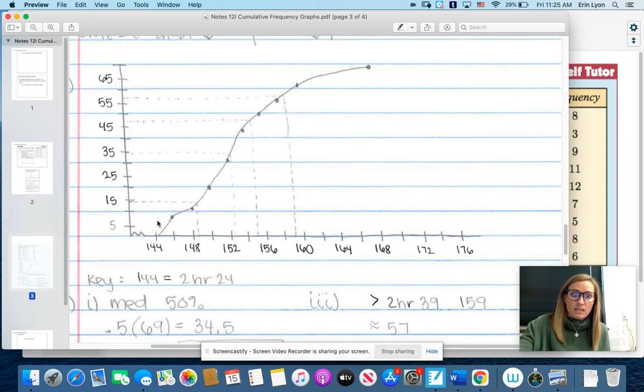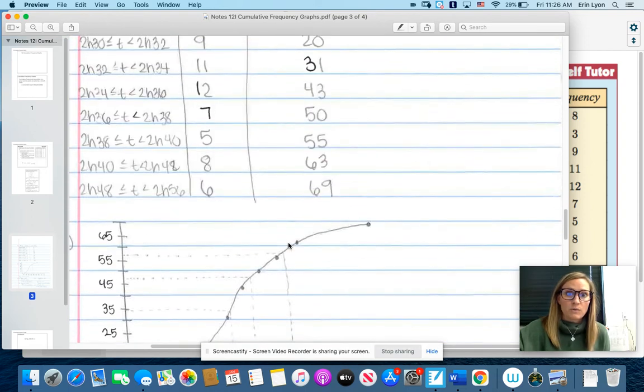I also have a key, so I didn't have to write 2 hours and 24 minutes. I converted it all to minutes. So 144 minutes is really 2 hours and 24 minutes. So this is all by minutes instead of hours and minutes. And then just remember, if we want to start at a higher number, we can show that our axis is broken up by doing that to our axis. And then you can just start at 144 instead of putting 0 to 144 on the axis as well.